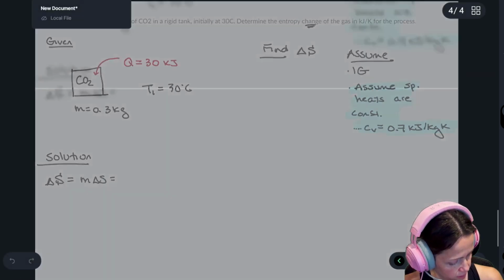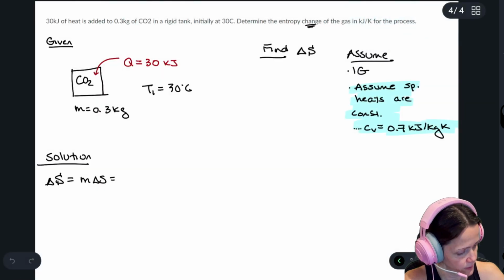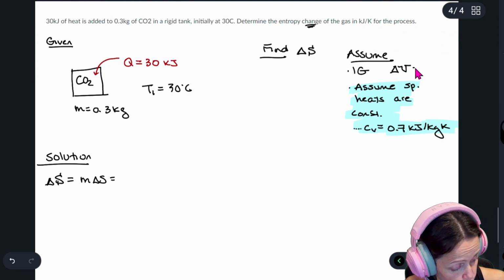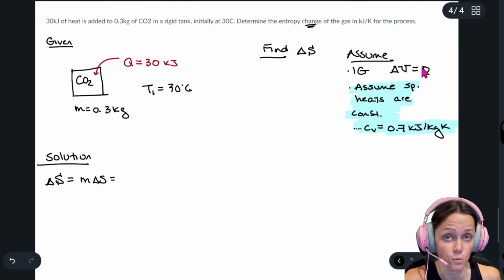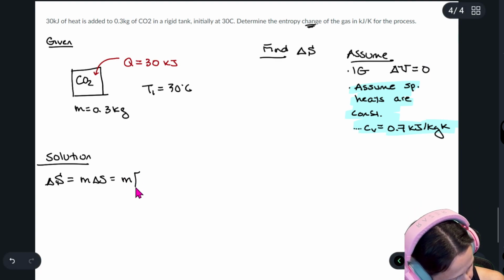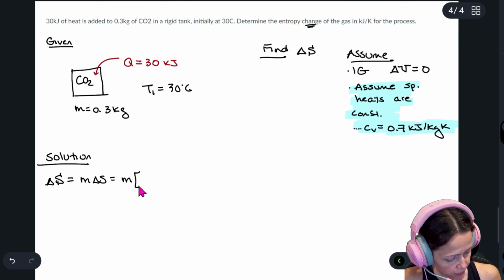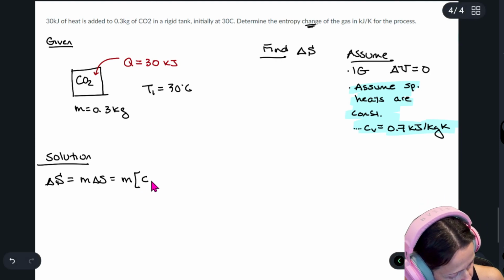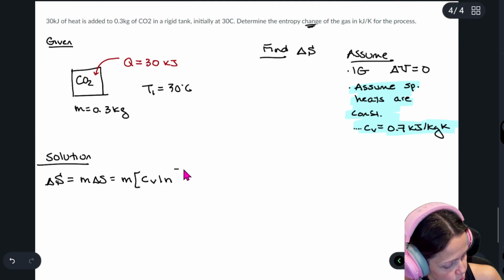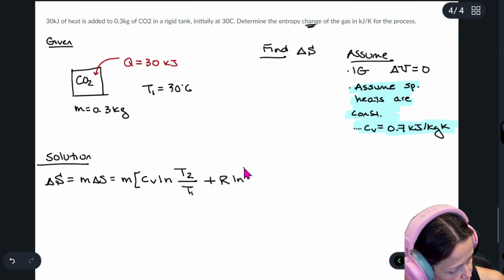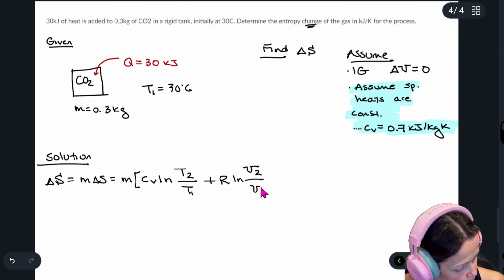I'm going to write this down here. And that's something I should put in my assumptions: it's a rigid tank, so volume is assumed to be the same, and so is the specific volume. I've got a delta little s for an ideal gas with constant specific heats, and we're going to use the one with CV: CV natural log T2 over T1 plus R natural log V2 over V1.